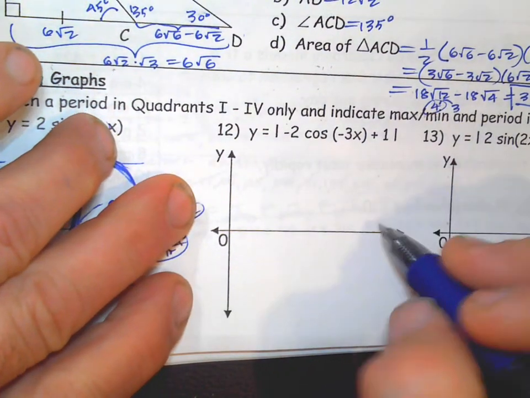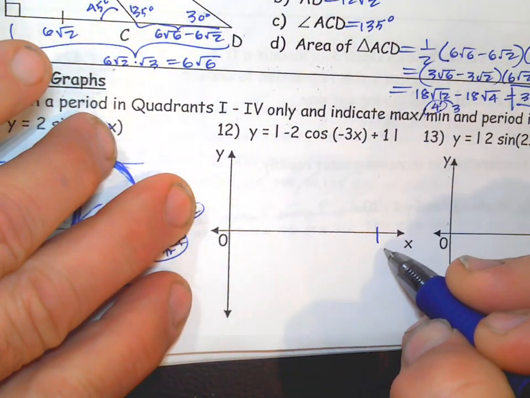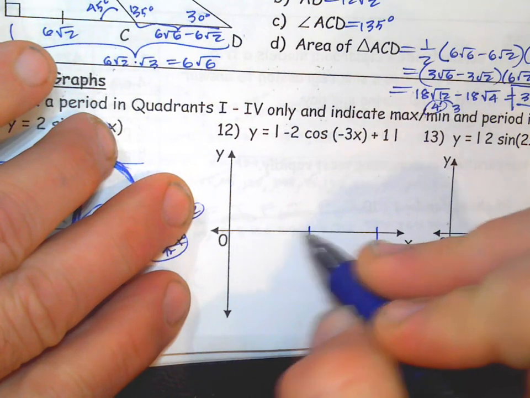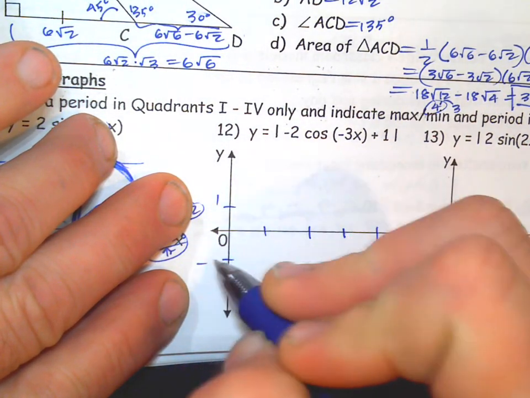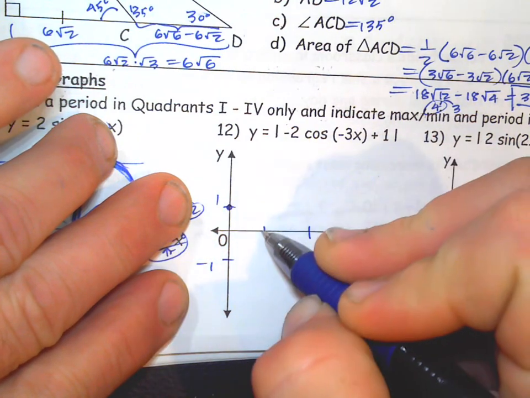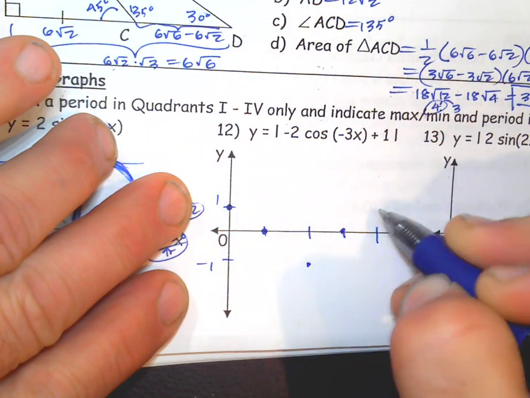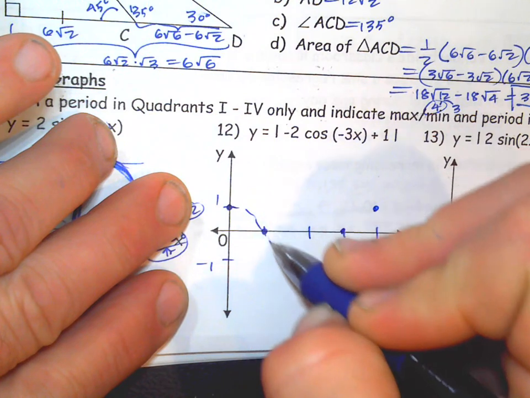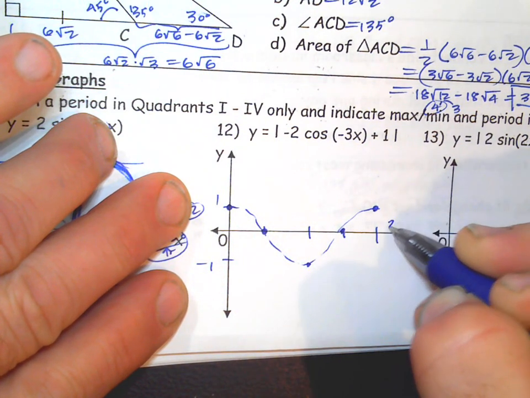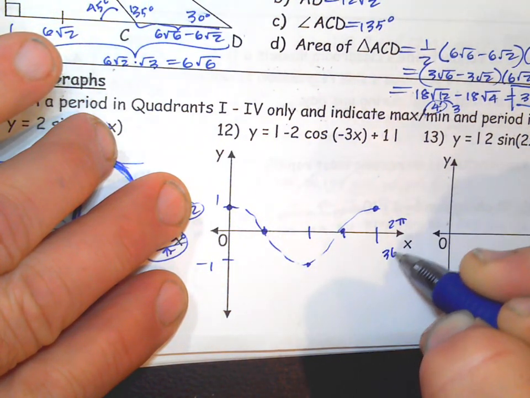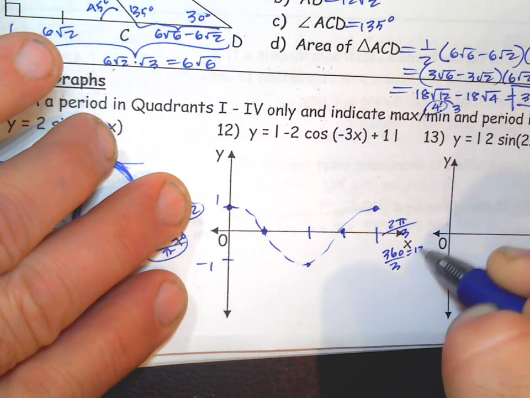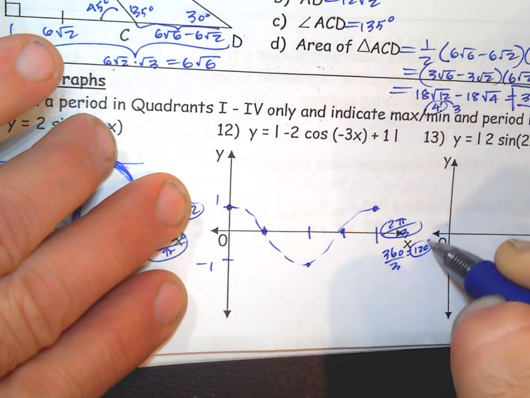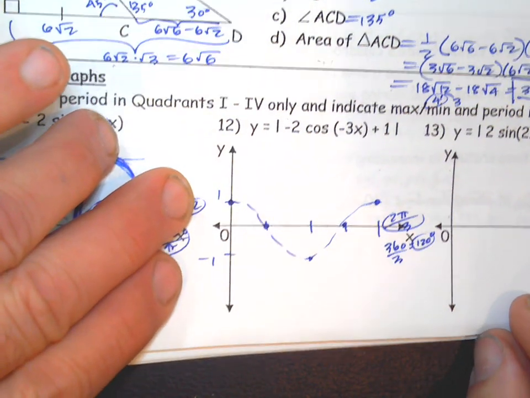I'm going to start with cosine. So mark the period off, cut in half, cut the halves in half, get quarters, 1, -1. Cosine starts here at 1, 0, -1, 0, 1, light dash line. The period is 2 pi, 360 for the parent function. I'm going to divide it by 3 to get the period in radians and degrees.